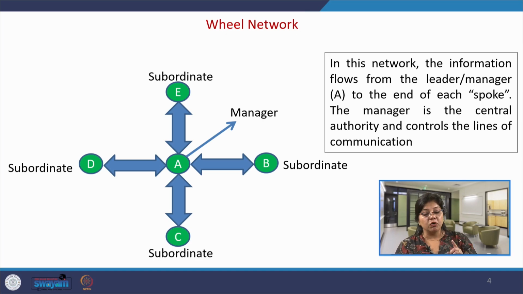Here each spoke is B, C, D, E and the manager, A, is the central authority and controls the lines of communication. So, here A, the leader, has his own authority over what amount of information can be shared with every spoke, every subordinate. This is the advantage in this kind of network, where A has more advantage when transferring information and communicating the whole process of information.